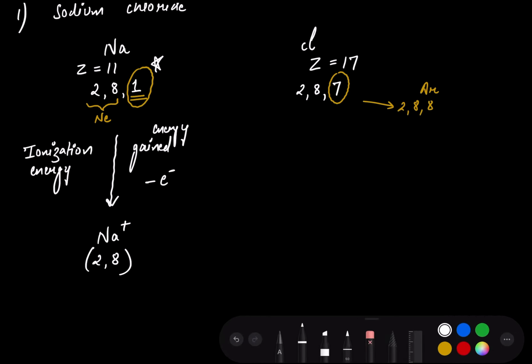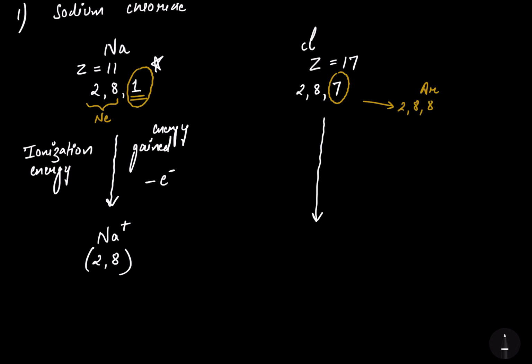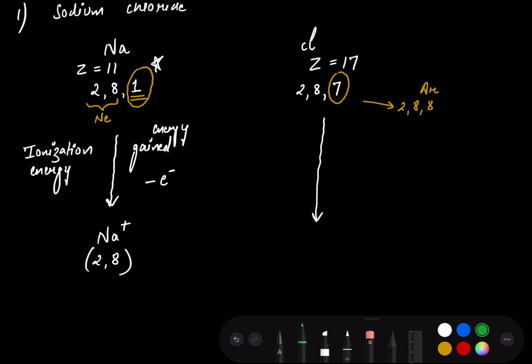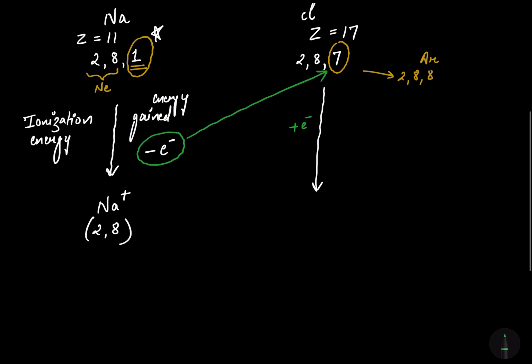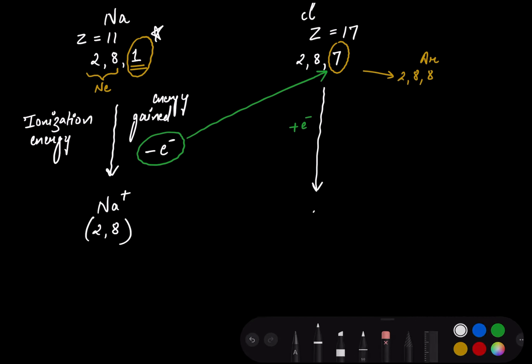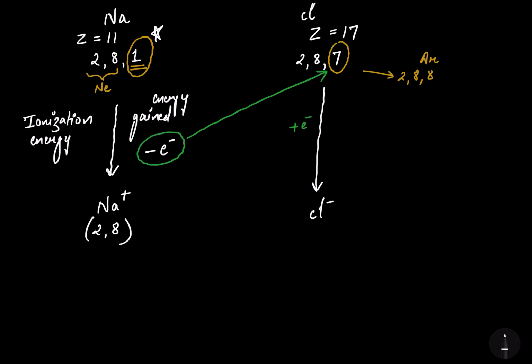Then what will happen? Here I am mentioning the electron which has been lost by the sodium will be gained by chlorine. So it has gained an electron from sodium and will become an anion with a symbol of Cl negative. The electron which has been gained by chlorine has come from the sodium atom, so it has become Cl negative with an electronic configuration of 2, 8, 8, the stable inert gas configuration of argon having atomic number 18.